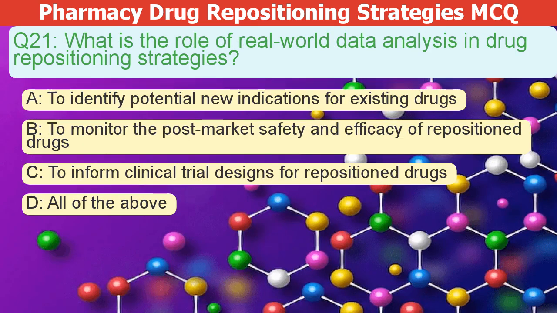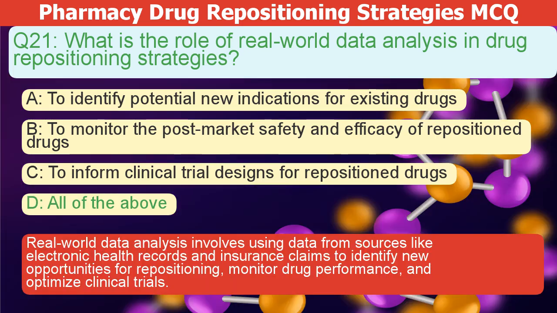What is the role of real-world data analysis in drug repositioning strategies? A. To identify potential new indications for existing drugs. B. To monitor post-market safety and efficacy of repositioned drugs. C. To inform clinical trial designs for repositioned drugs. D. All of the above.